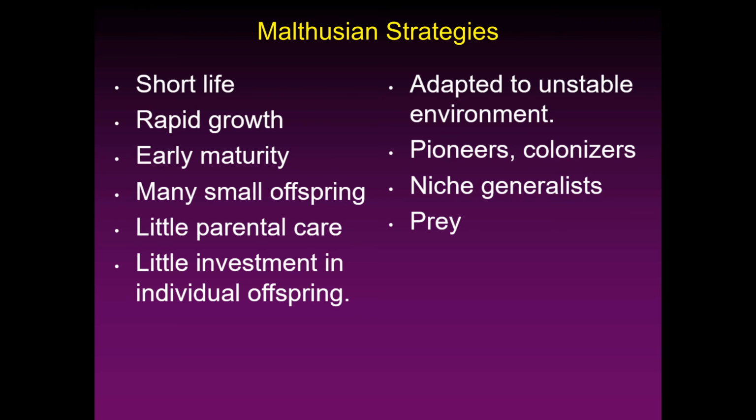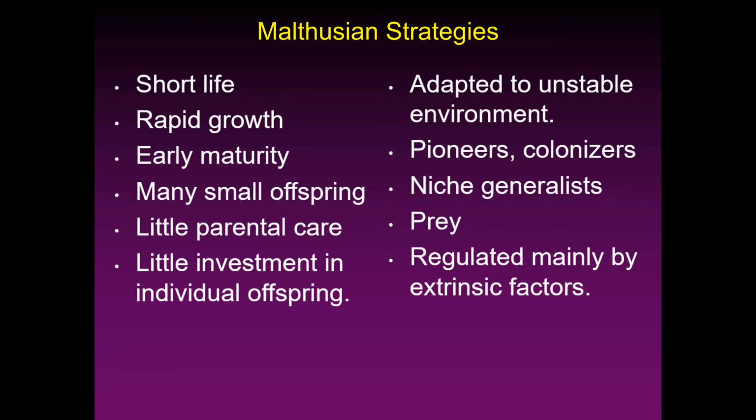Most likely they're prey, just because of the fact that they're going to be small. There's going to be a lot of them with rapid growth, early maturity, and little parental care. And they're going to be regulated mainly by extrinsic factors. They're going to be pretty low on the trophic level, which is kind of inherent in saying that they're prey.